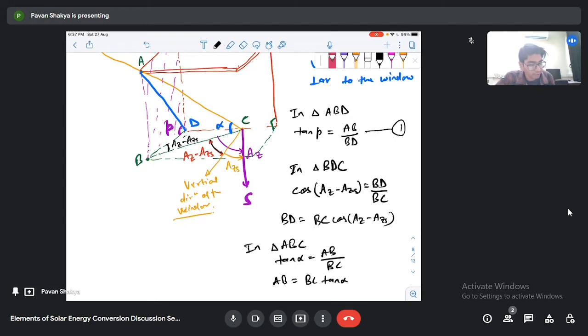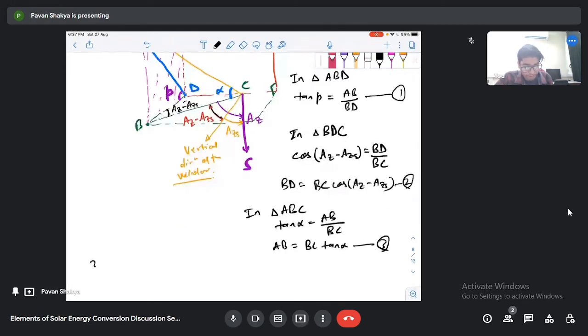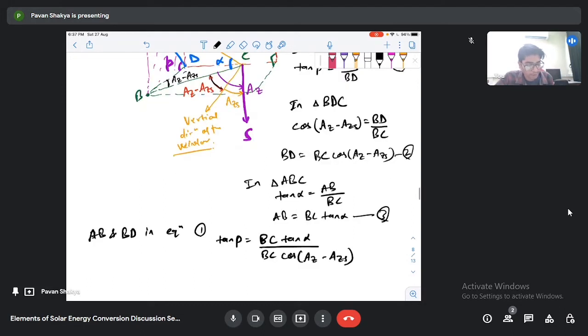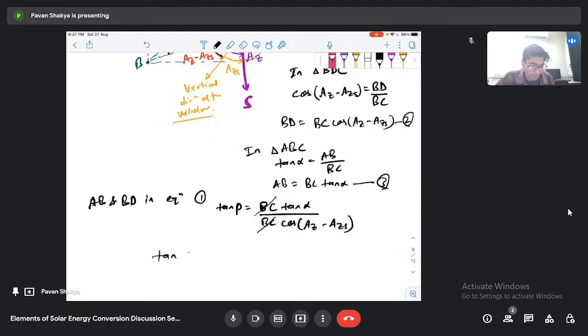Let's say this is equation 1, this one is equation 2, this one is equation 3. Then place the value of AB and BD in equation 1. Then you will find that tan P is equal to BC tan alpha divided by BC cos(AZ minus AZS). So BC will be cancelled out and you will find the relation between the profile angle and altitude angle. That comes out to be tan P equal to tan alpha divided by cos(AZ minus AZS).